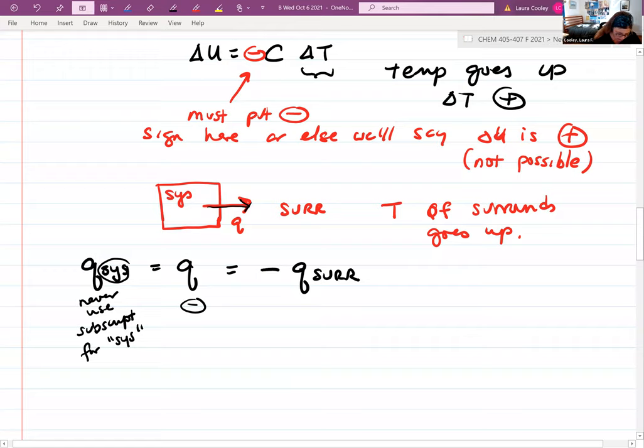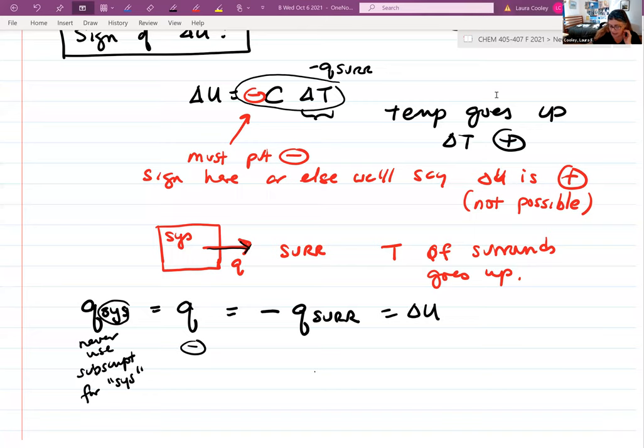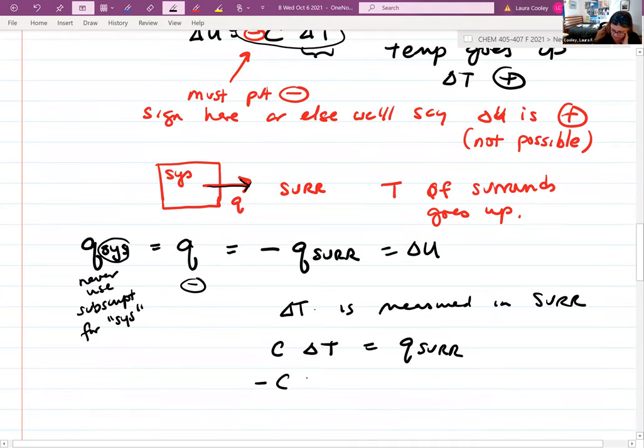Okay, so you could see what's happening here. This is delta U, but we're measuring this heat in the surroundings. So this is really minus Q_surr. Did I say that right? C delta T: delta T is measured in the surroundings. So C delta T is Q_surr. So minus C delta T is minus Q_surr, which is Q system, which is delta U. So that's why you have to have the negative.